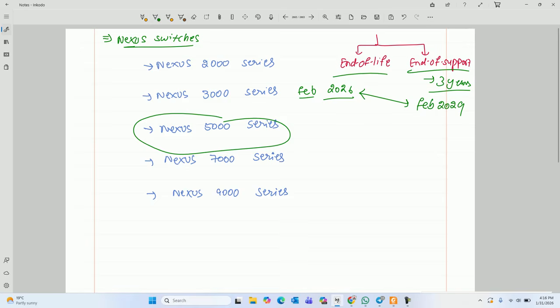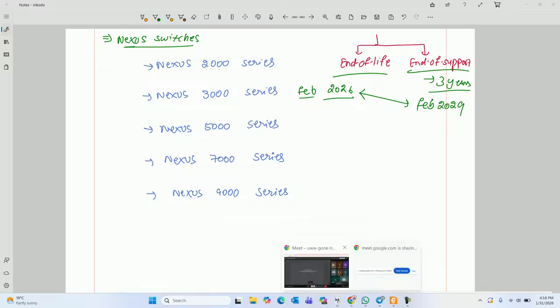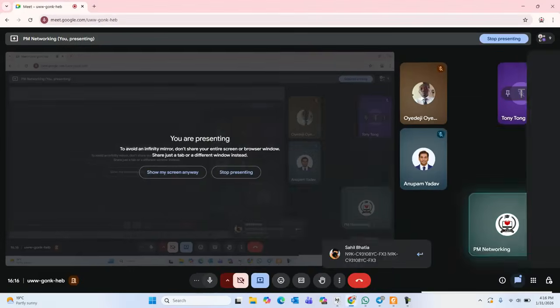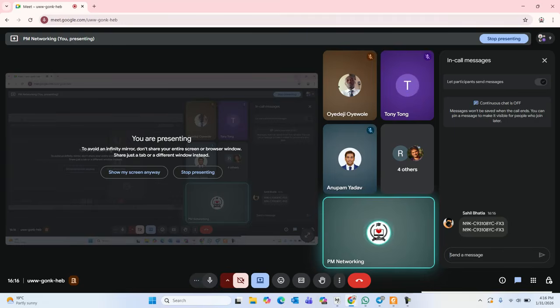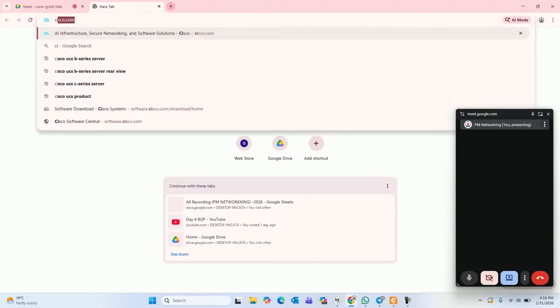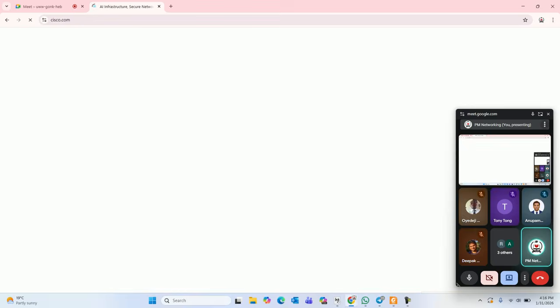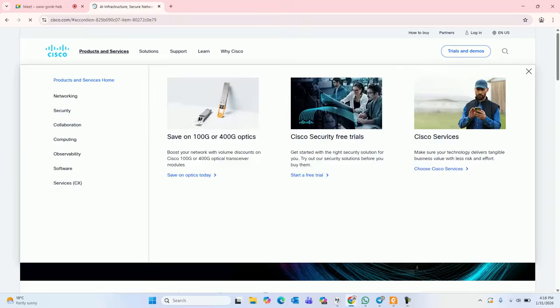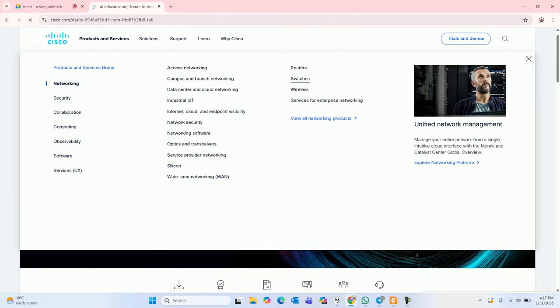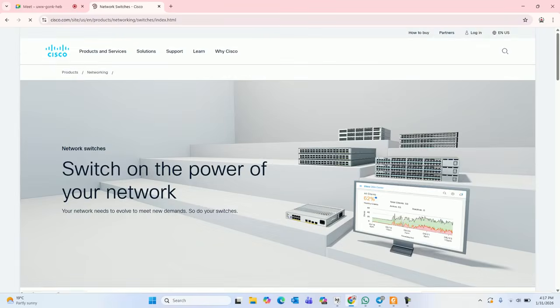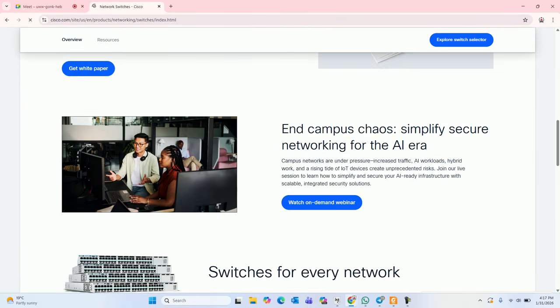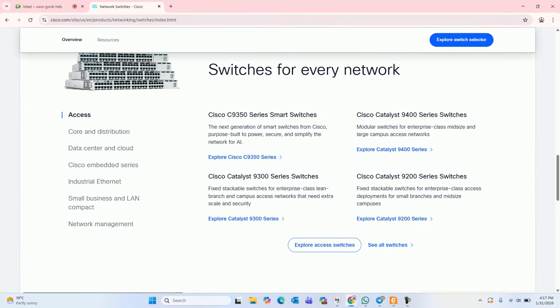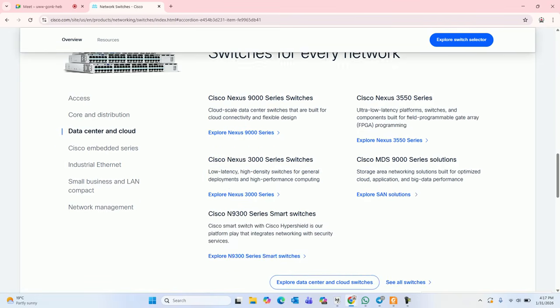So how will you get the latest information about which switches are available and which are not available in the network? For that, we go to cisco.com, the official website of Cisco. Here you will find the authentic information. You go to Products and Services, then Networking, then Switches. In the switches, I'll go to data center and cloud switches.